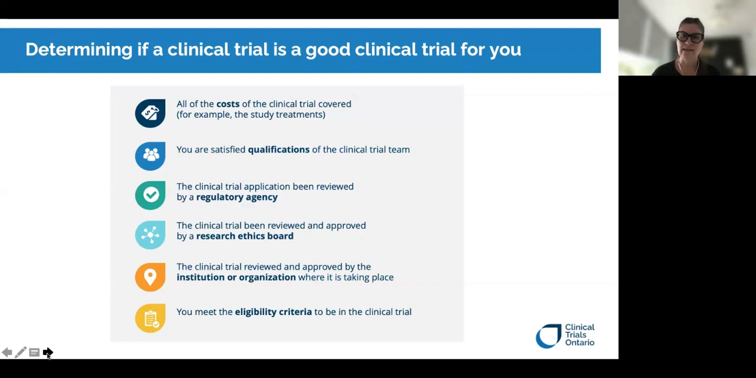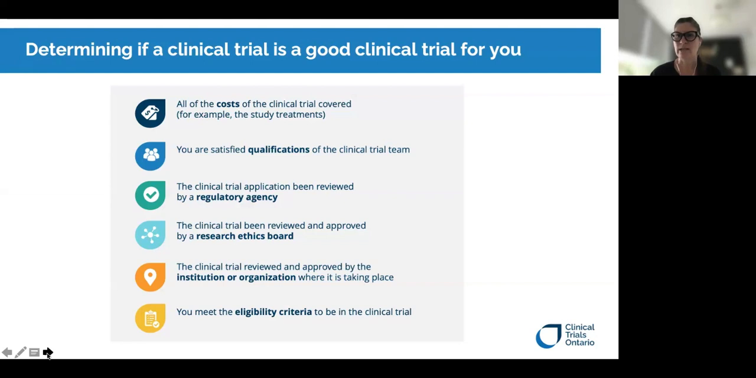The other thing is that the clinical trial will have to have been reviewed and approved by a research ethics board. And the research ethics board looks at a clinical trial from the view of the participants and their safety and their well-being throughout the study. So again, that's another totally legitimate question for you to ask: can you share with me which research ethics board, or for those of you in the US, sometimes they're called IRBs, institutional review boards. That's a fair question to ask.